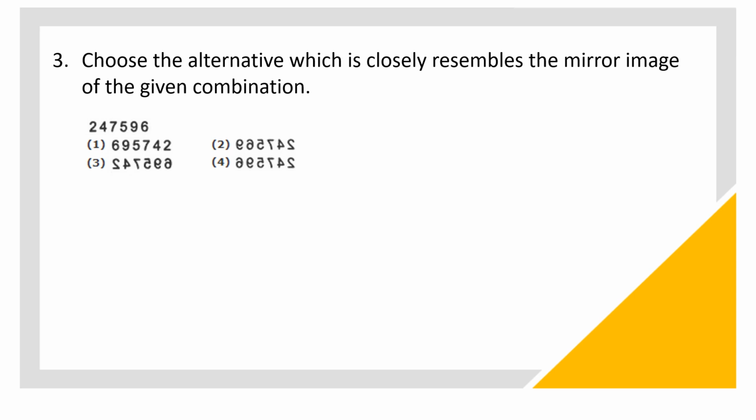Next, 2 4 7 5 9 6. So first what will come? 6, 9 5, 7 4 2. Now find out the mirror image of each individual letter.